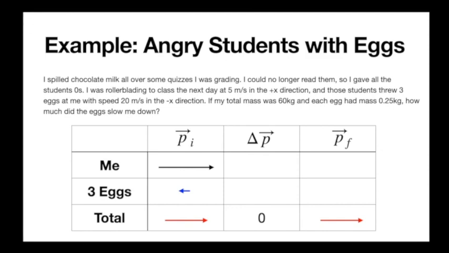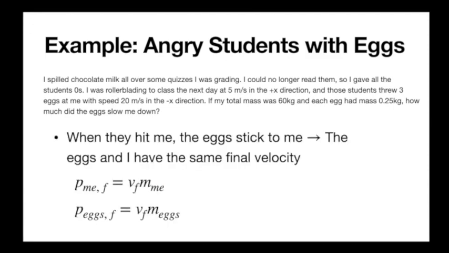It's not going to bounce, right? It's not going to pass through them. It's going to stick, right? It breaks and sticks to them. So what that means, we do have extra information here: my velocity and the velocity of the eggs is the same after the collision.